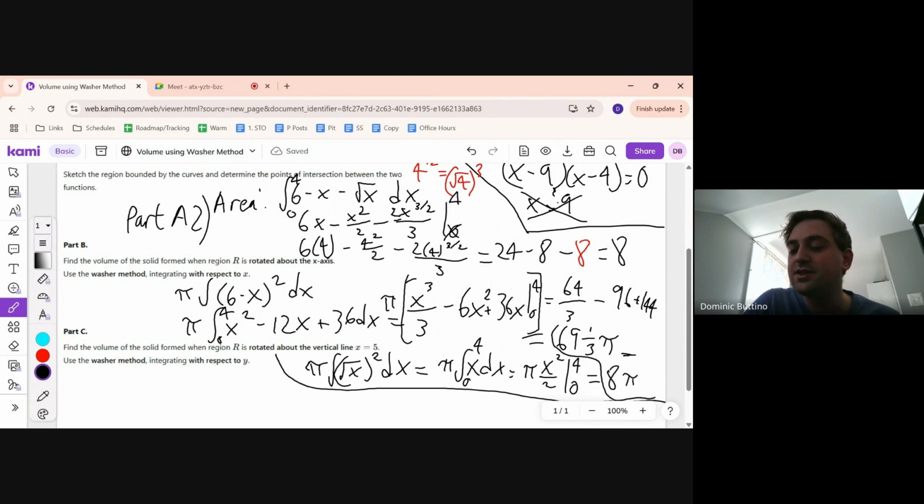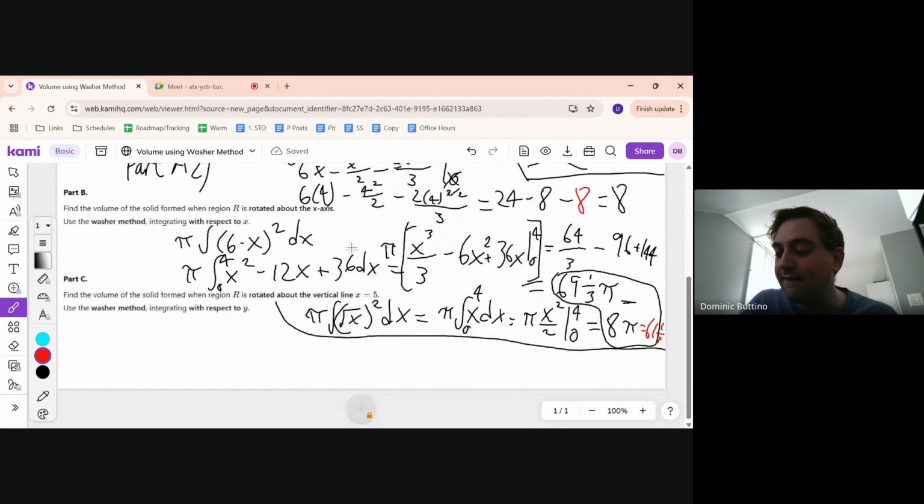That's your answer. 69 and a third pi minus 8 pi, which, by the way, equals 61 and a third pi. And if it were presented as an improper fraction, that would be 184 thirds pi. Okay. Hopefully that makes sense.